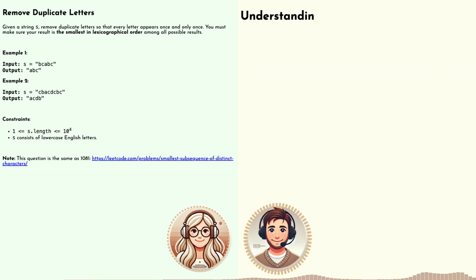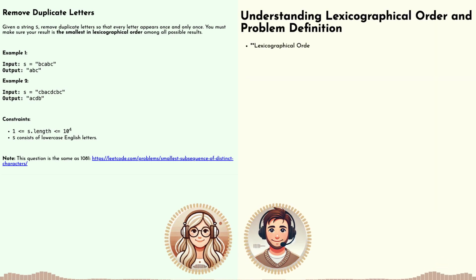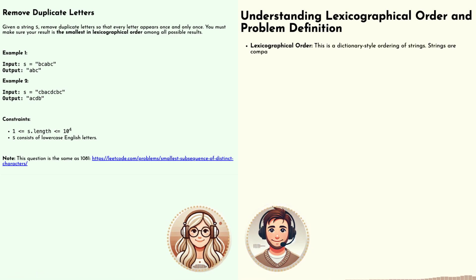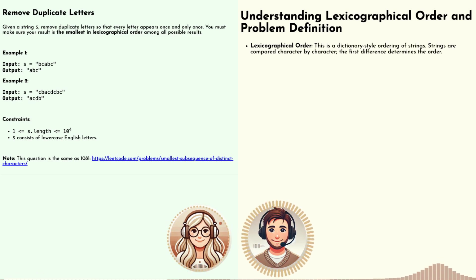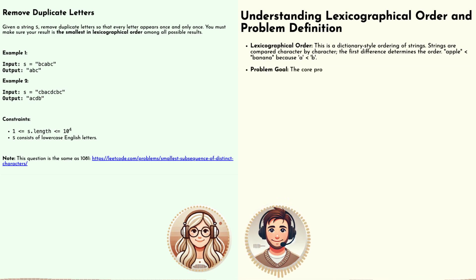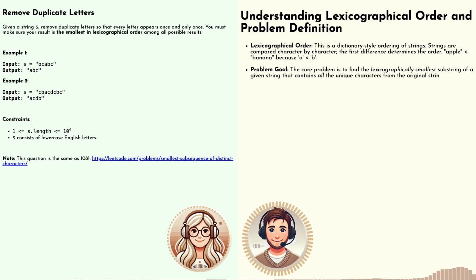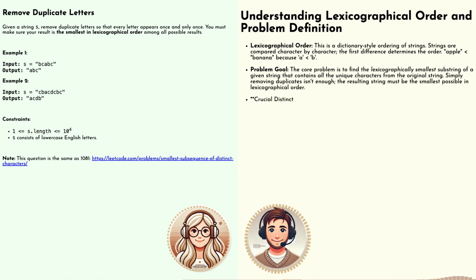So imagine you have a string of letters, like BKBD, but some are repeated. The goal is to find the smallest possible substring that contains all of the unique letters, so no duplicates. So for BKBC, the answer would be ABC.